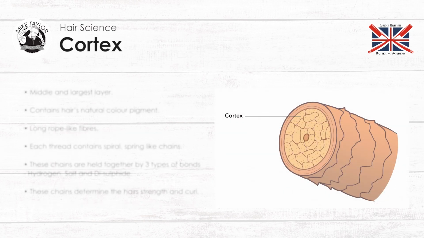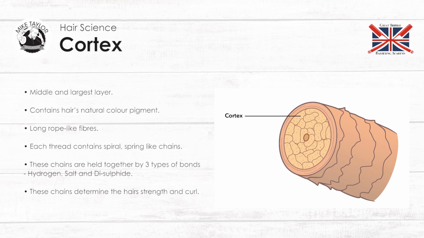The cortex. This is the middle and largest layer of the hair. It contains all of the hair's natural colour pigment. It contains long rope-like fibres, and each thread contains spiral spring-like chains. These chains are held together by three types of bonds: hydrogen, salt, and disulfide. These chains determine the hair's strength and curl.